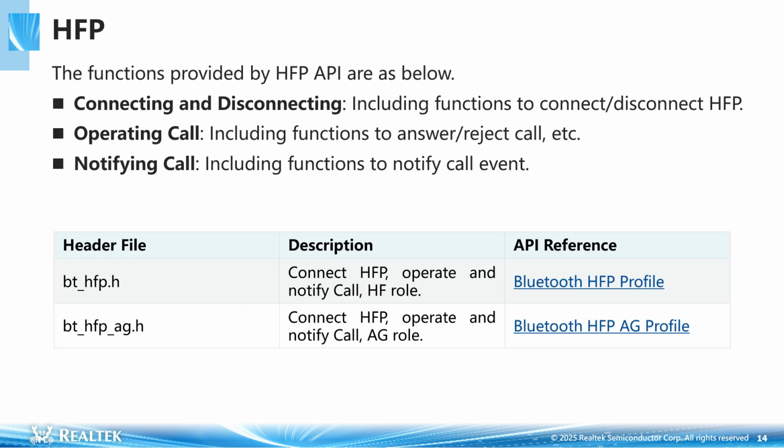The functions provided by HFP API are as below. Connecting and disconnecting, including functions to connect or disconnect HFP. Operating call, including functions to answer or reject call, etc. Notifying call, including functions to notify call event. More details of HFP-related APIs are provided in the SDK.